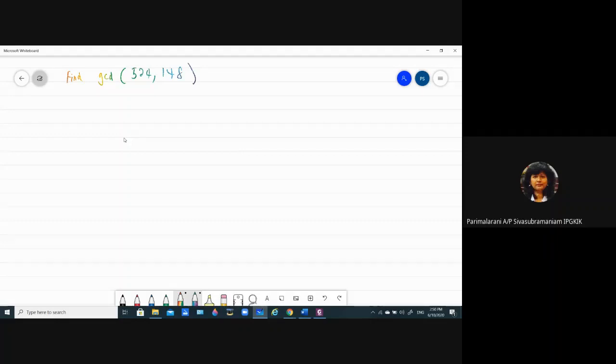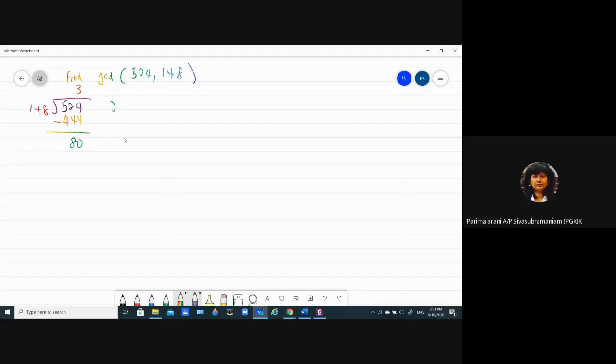When you find the GCD of 524 and 148, okay? The bigger number is 524 divided by 148. So this is 148 times 3, yeah? Minus 444. So you have a balance of 80.